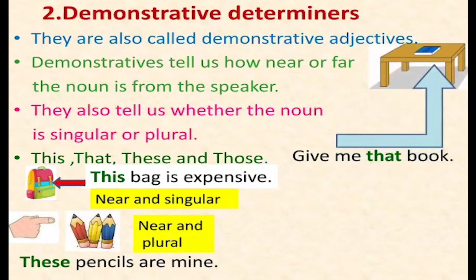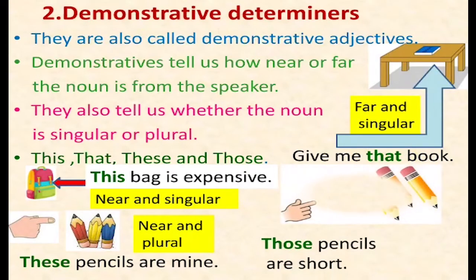The demonstrative that is used to talk about something which is far and singular. Those pencils are short. Here those pencils are far and they are plural. So those is used to introduce far and plural. So the demonstrative determiners tell us about the nearness or whether they are far away, or whether they are singular or plural.